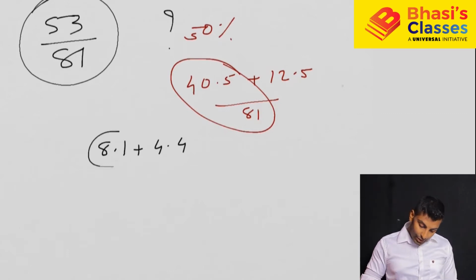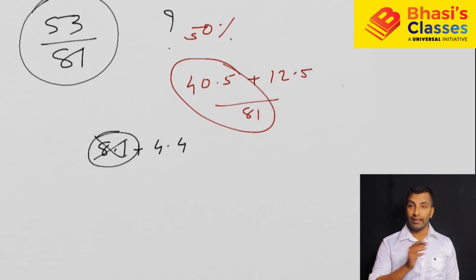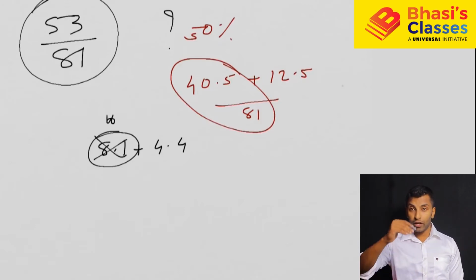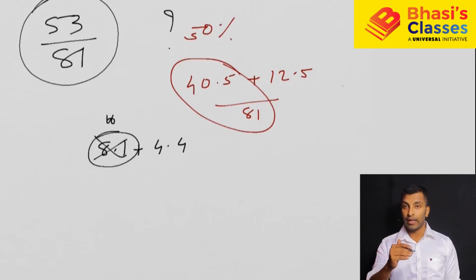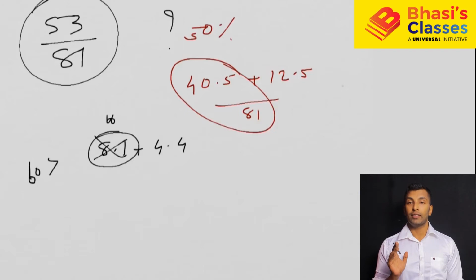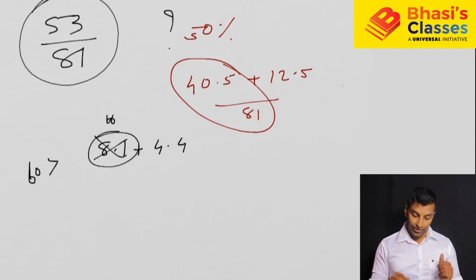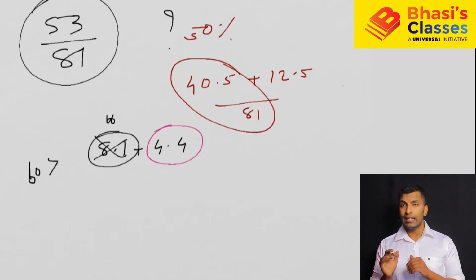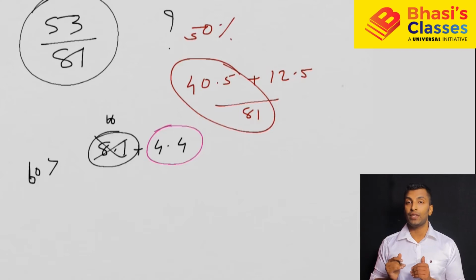So this actually is taken away, right? That is 10%. We already got 50% and now we got 10%. So you understood that this is going to be greater than 60%. Now if you look at what is left out, it is 4.4, and 4.4 is less than 10% of the denominator. Denominator is 81 and the 10% is 8.1.